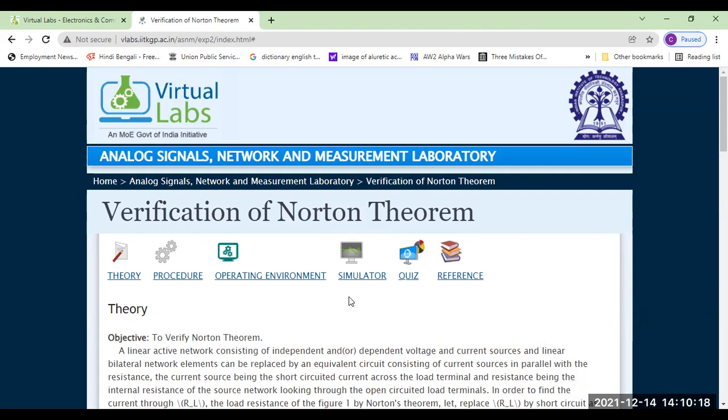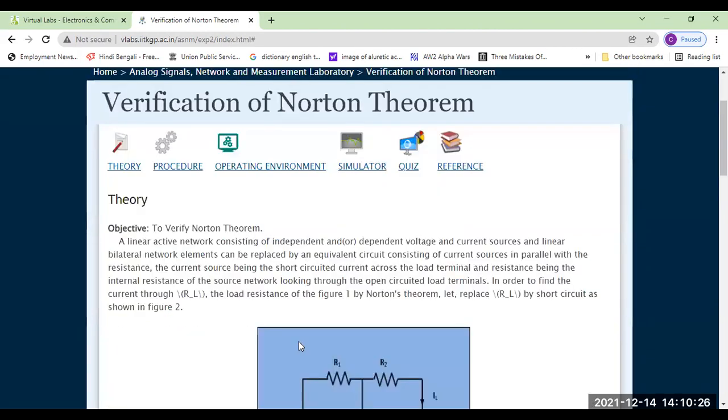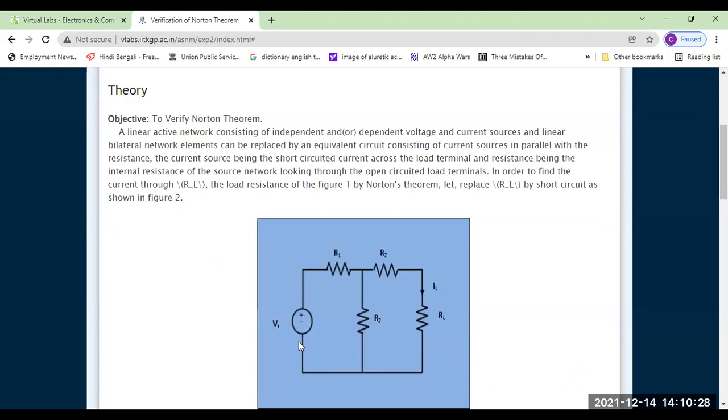Open this verification of Norton theorem. Then I will go one by one there. Please join immediately.